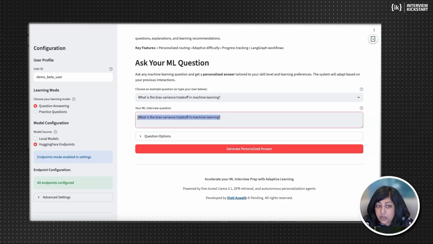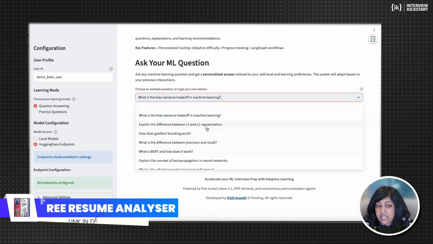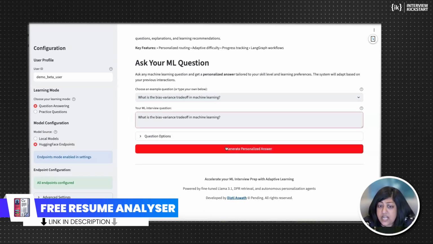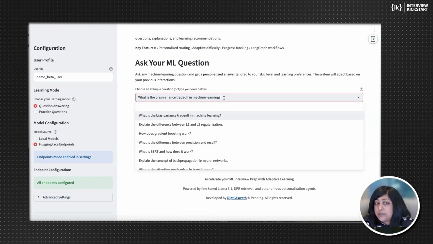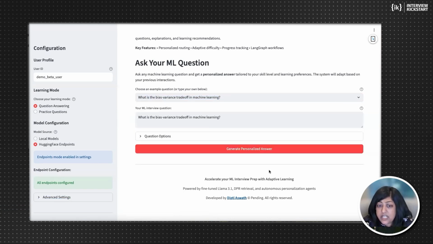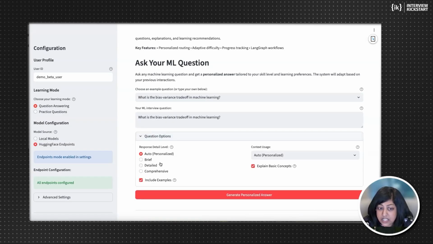This is my free form question that I can post, right? For now, I'm just using the ones I've already set up. I can always put in the question and I can get the response for it. So what is the question that I have? What is bias variance trade-off in machine learning? You'll see that it will generate a personalized answer for you. And there is a personalization aspect attached to it.